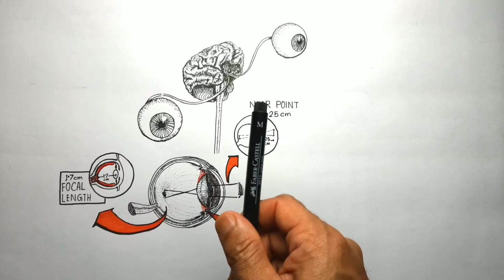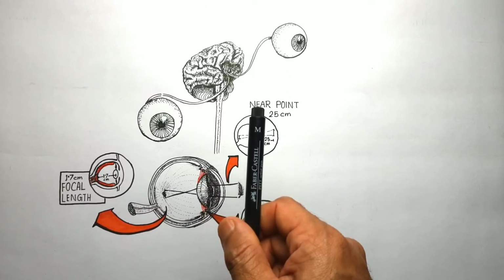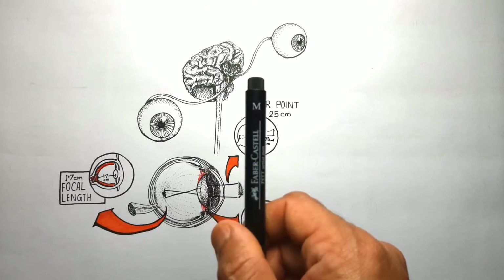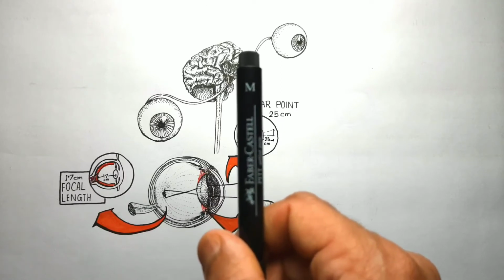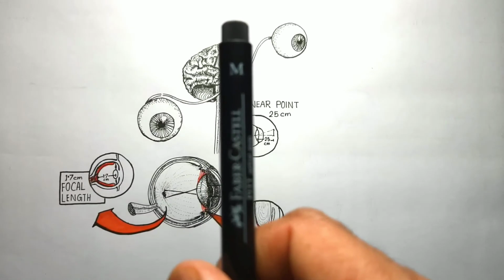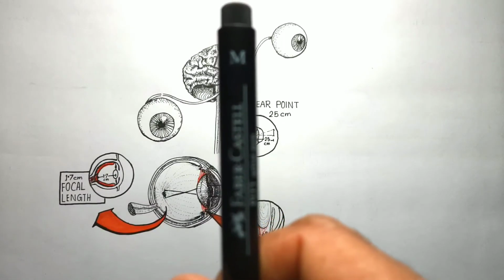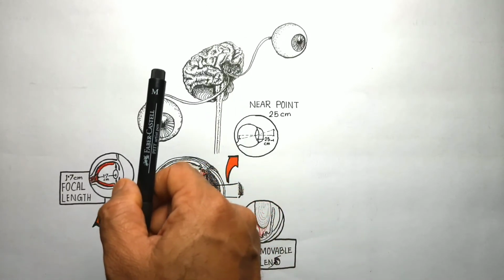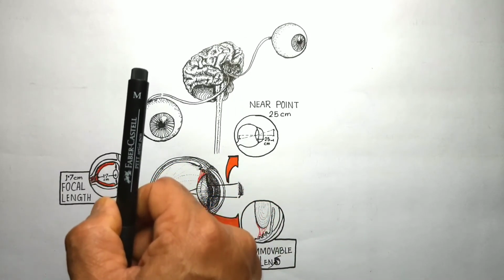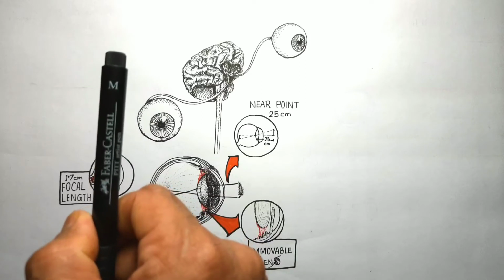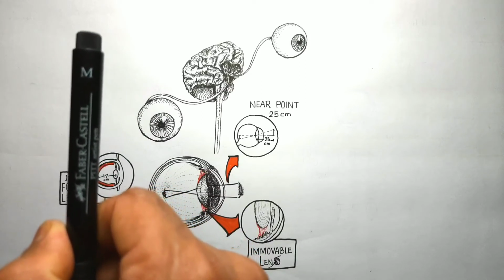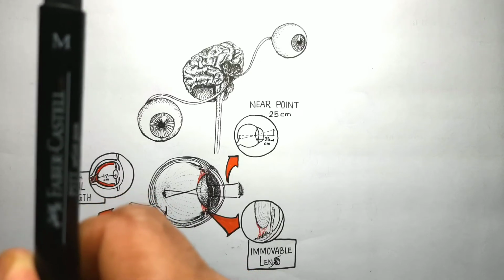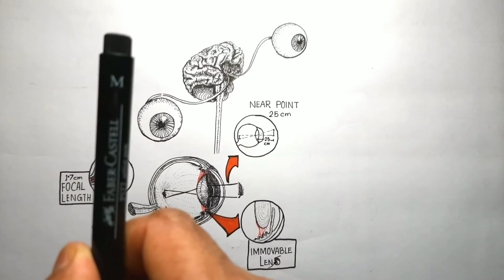I request you to keep an eye on the brand name of the pen in my hand and watch carefully. As I gently move my hand towards the camera, there will be a time when you will not be able to see the text on it. It means that the pen has crossed the near point of your eye. 25 centimeter in case of your eye or our eye is known as the least distance of distinct vision, and we cannot focus beyond the near point.